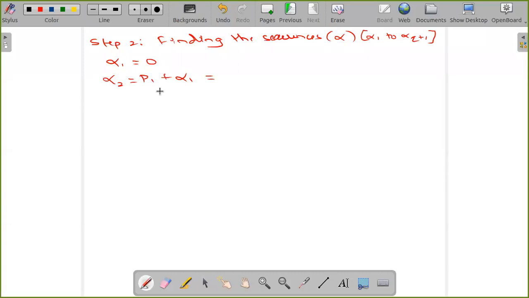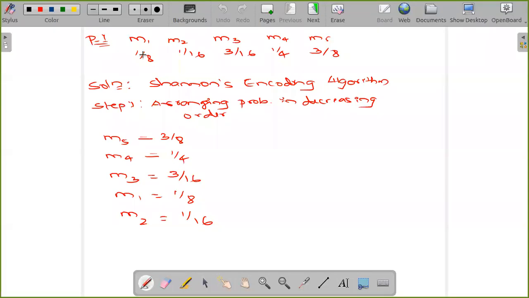Which value has to be taken here? M1 is what you have arranged in decreasing order, not the given data. Actually the given data M1 is 1 by 8, but I cannot consider this one because my first step says arrange the probabilities in decreasing order. So here M1 is this value.